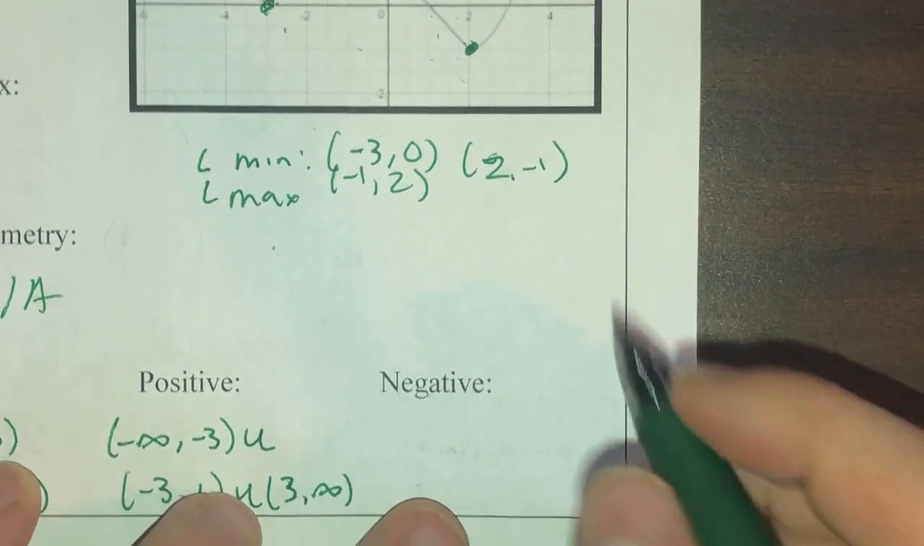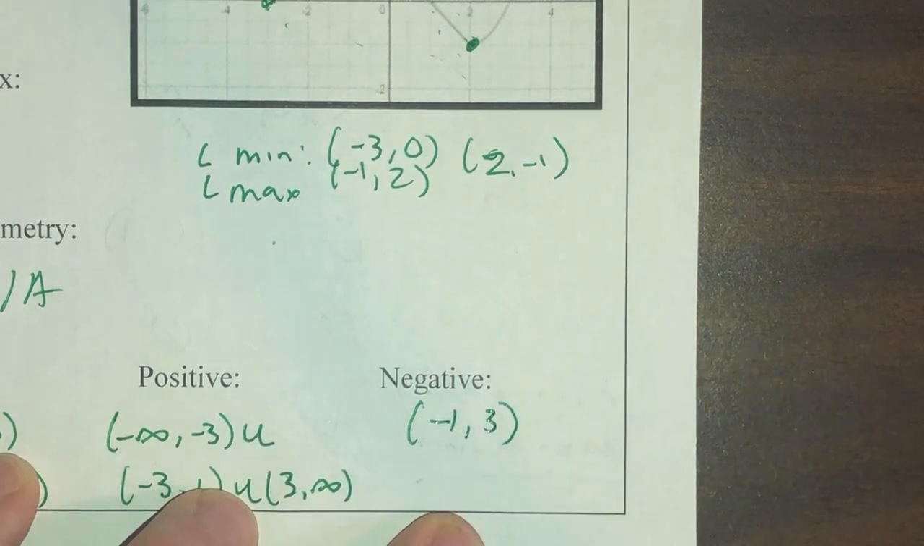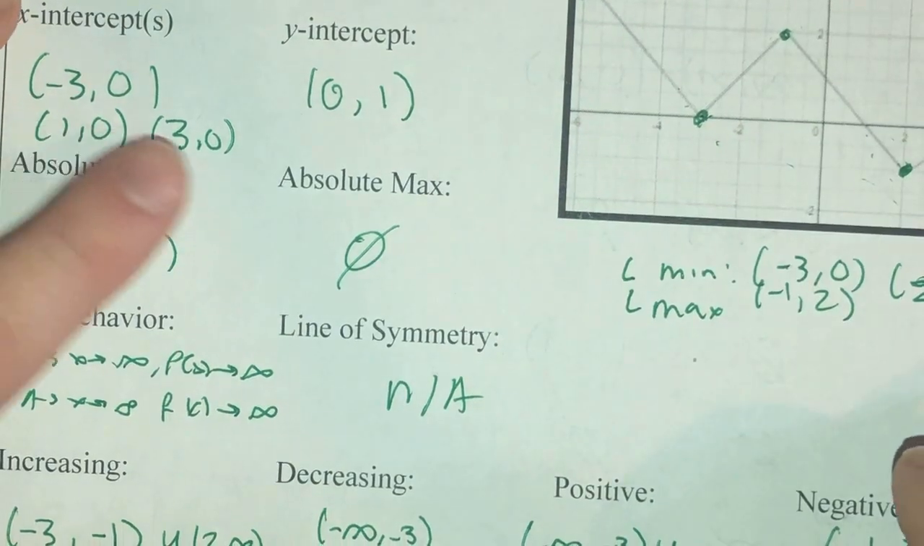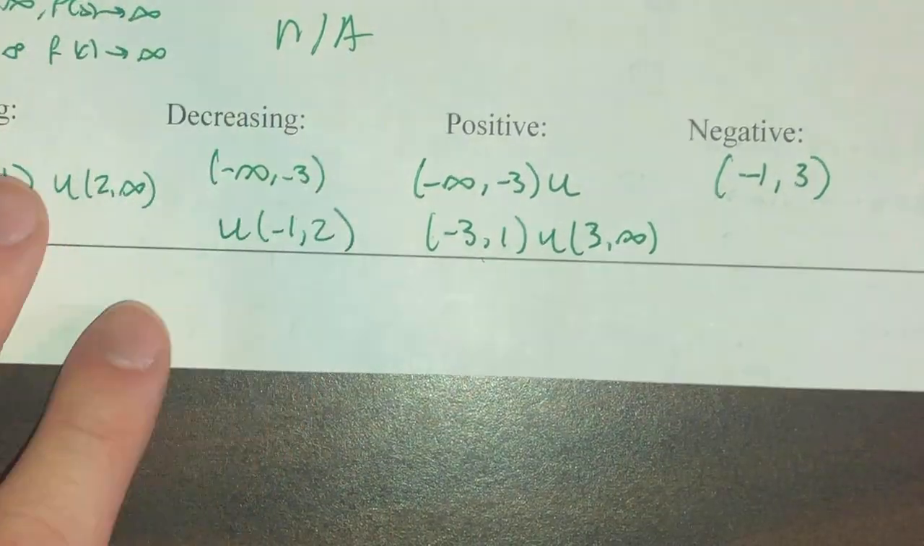And then finally, there is one place where it's negative, and that is from -1 to +3. Now again, notice the x-intercepts make their way in. So -3, 1, and 3. -3, 1, and 3. Okay?